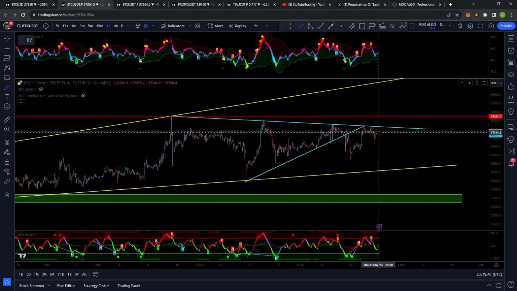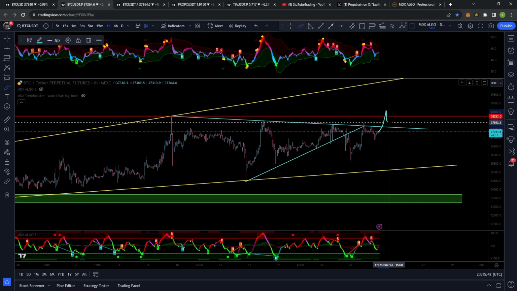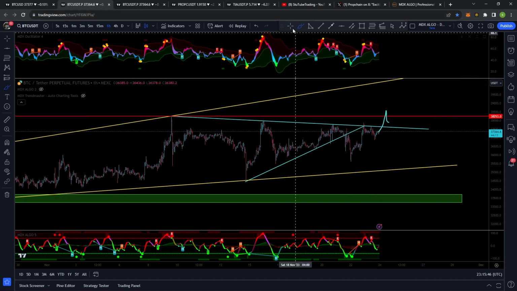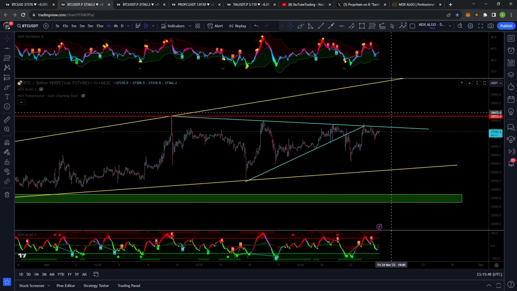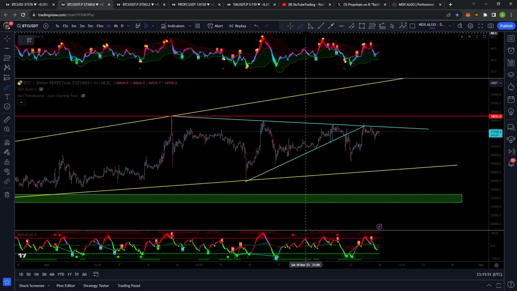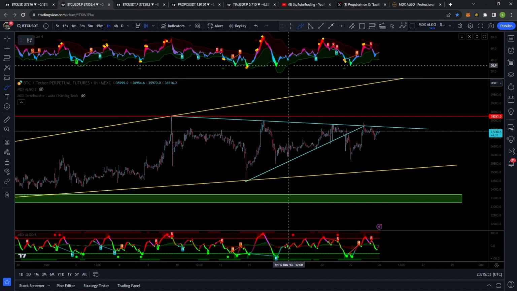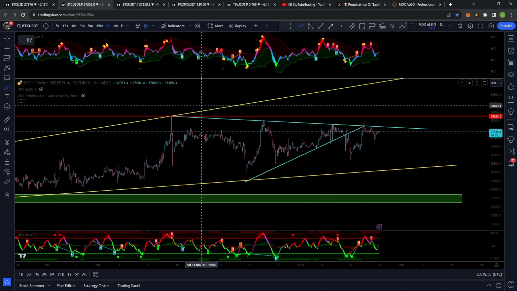If we end up getting some kind of a failed break like that, that might be a good shorting opportunity. But I quite often do like to look for diagonal trend lines, as long as they have at least 3 exact touch points before they break out.